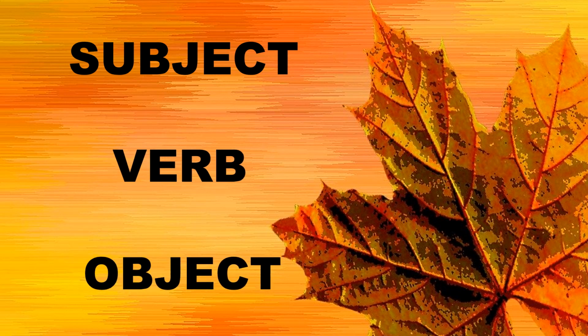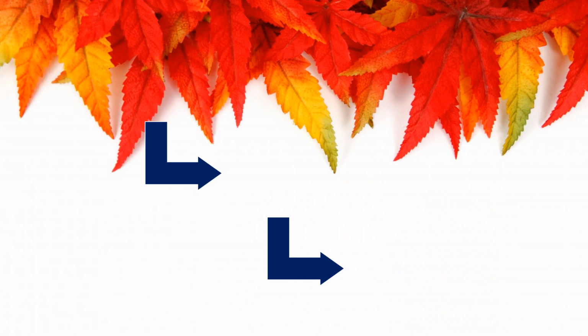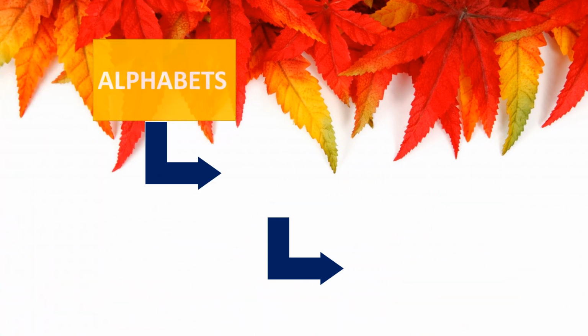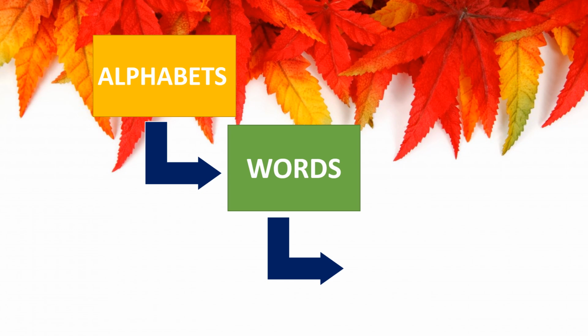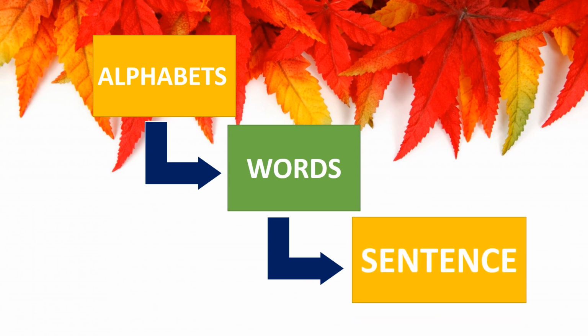Are you ready for today's lesson? Our today's topic is very interesting: subject, verb, and object. Let's go. There are 26 alphabets in English, and we all know. With the help of these alphabets, we try to make the words, and with the help of the words, we try to make sentences.